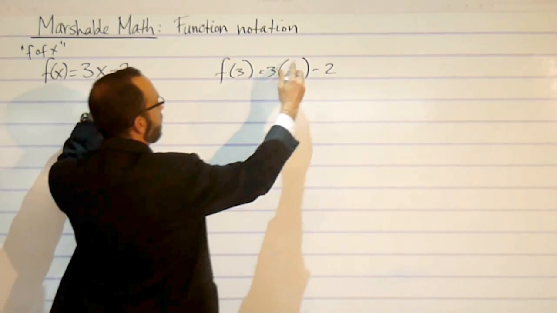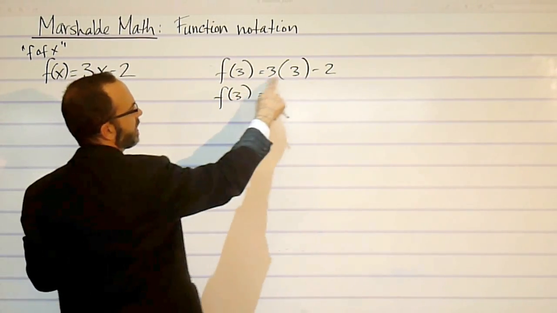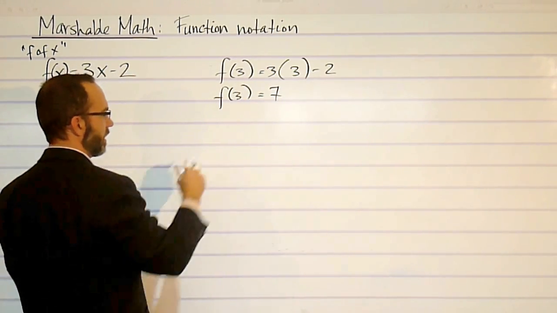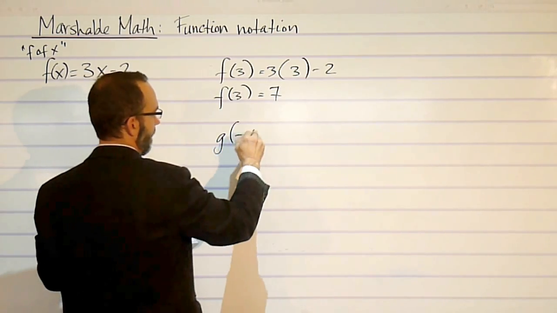And what is the input? The input is 3. So f of 3, let's see if I can do this right, 3 times 3, which is 9, minus 2, is 7. Very clearly there what it is. But what is g of, let's say, negative 4?